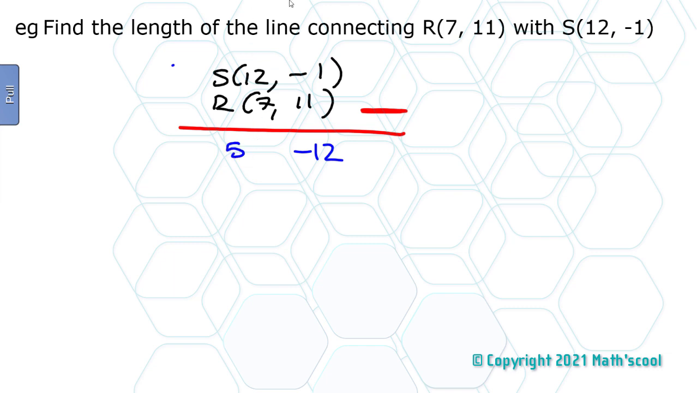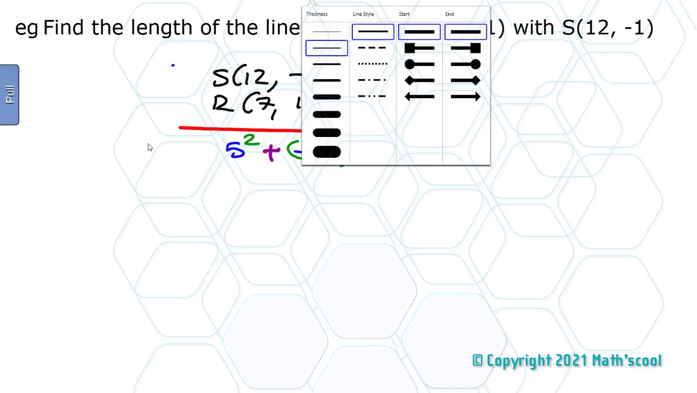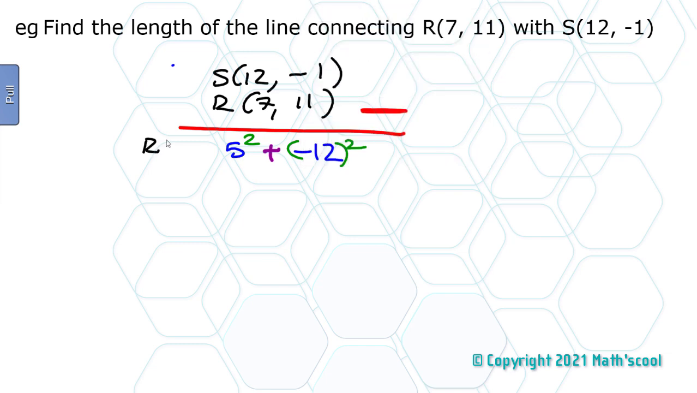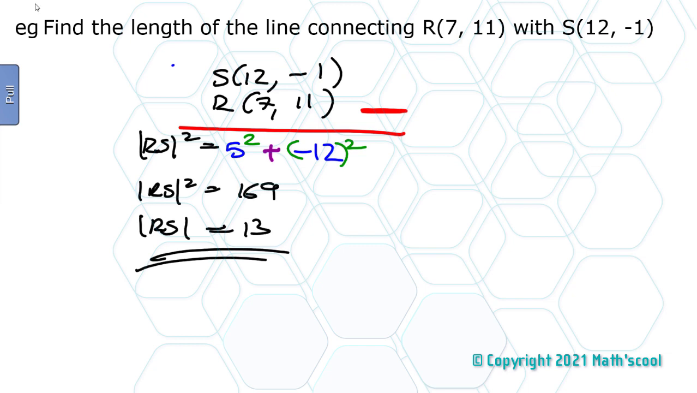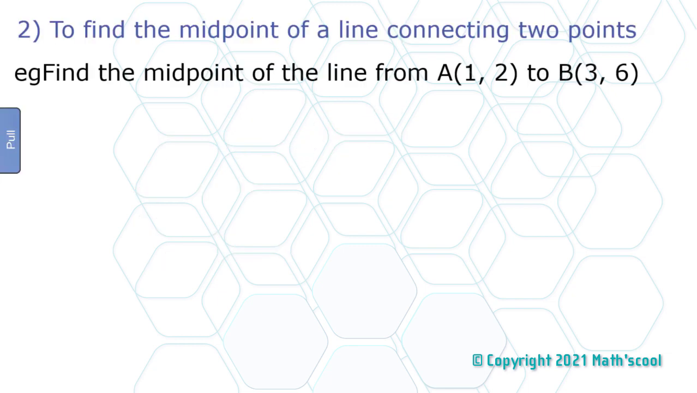We're going to square them. Let's just put a bracket around that and square it. Then we're going to add them, and then that's going to equal the length of RS squared. So the length of RS squared is going to be 25, add 144 is 169, and so the length of RS is going to be 13. Okay, quick, efficient, fault-free method.